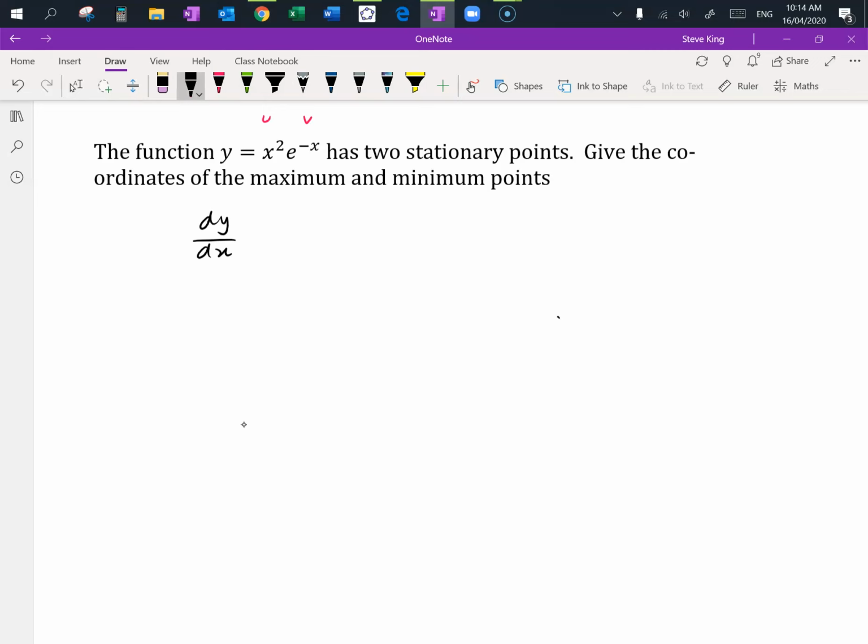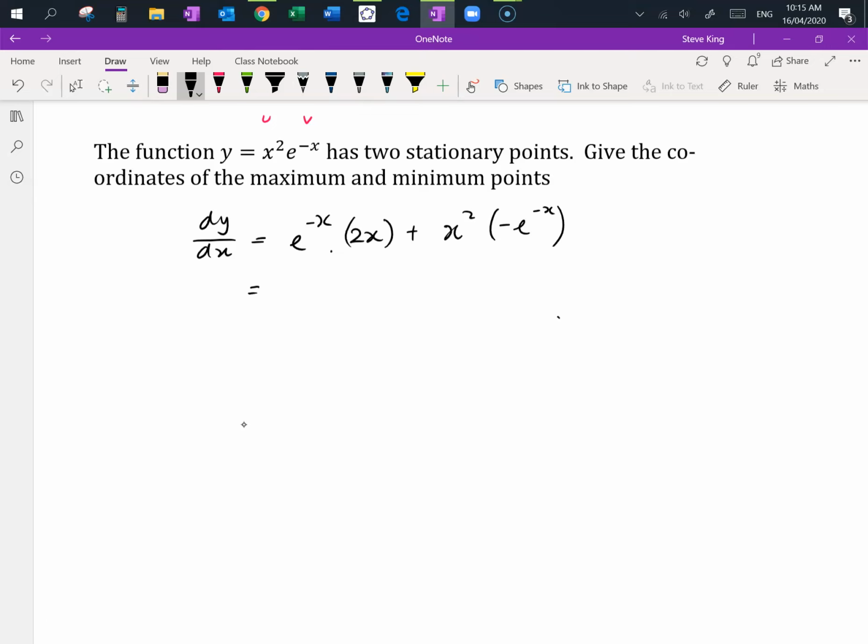So, it's a simple product that we need to figure out. We're going to say v, in other words e to the minus x, times by the derivative of u, so that's going to be by 2x. And then to it, we're going to have u, which is x squared, multiplied by the derivative of v. Derivative of e to the minus x is going to be minus e to the minus x.